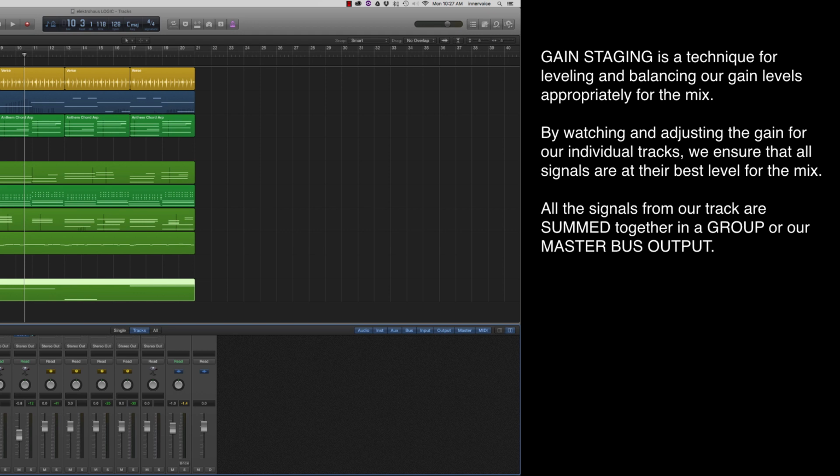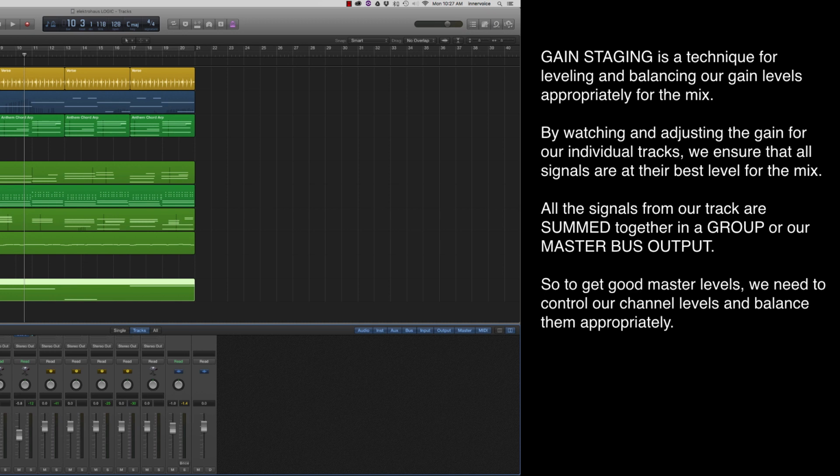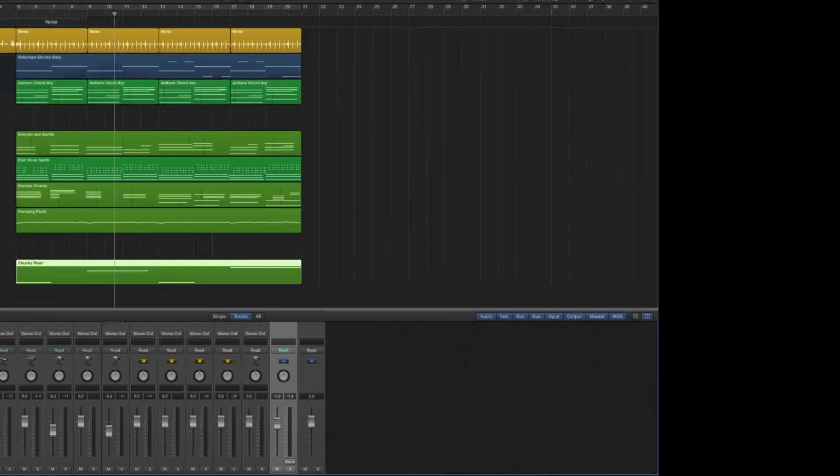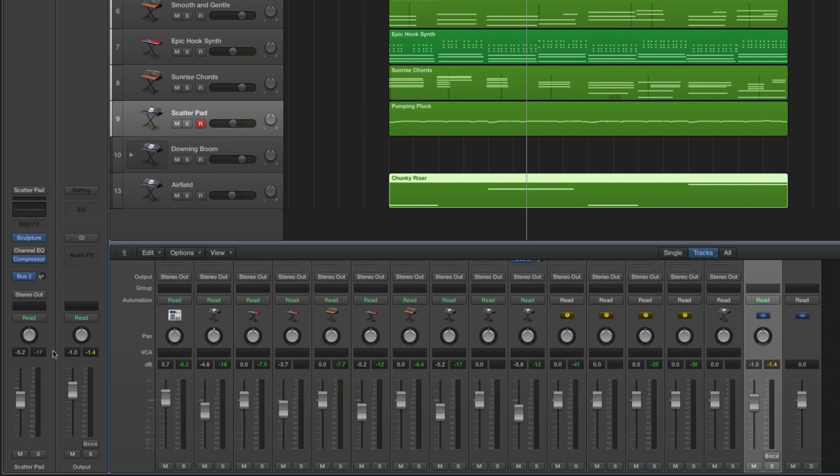A couple pieces of terminology we should be aware of. Right now, everything is just summing out through a master bus. This is a master channel, which is our output channel. We can see it over here in our individual view.